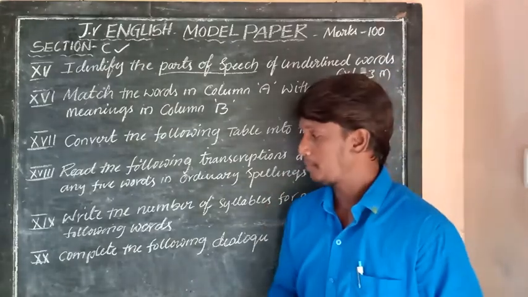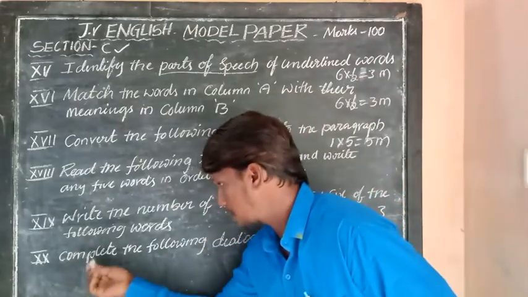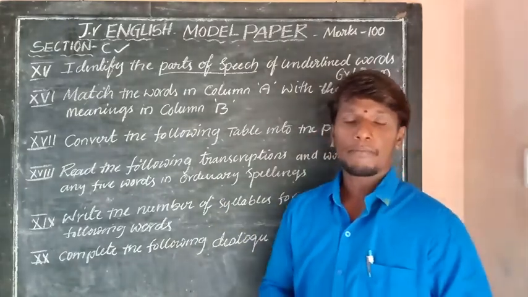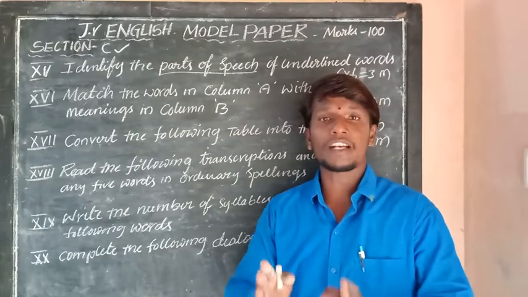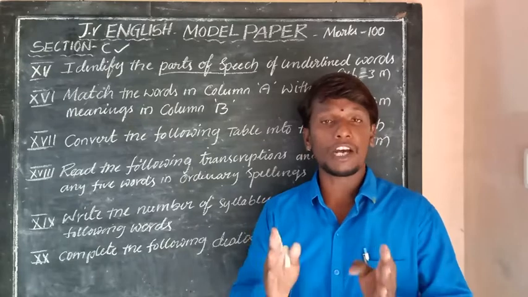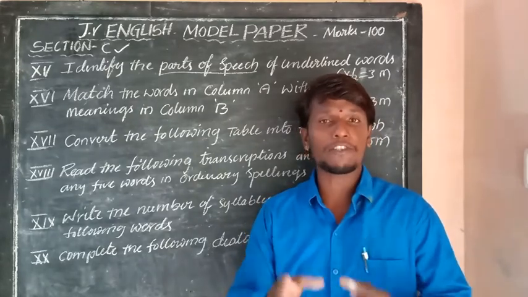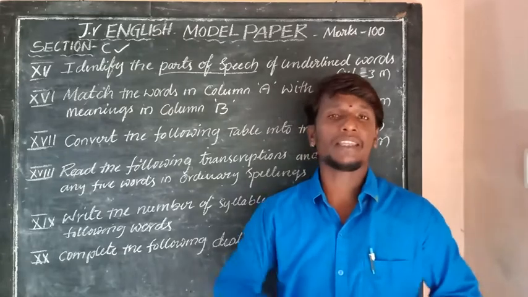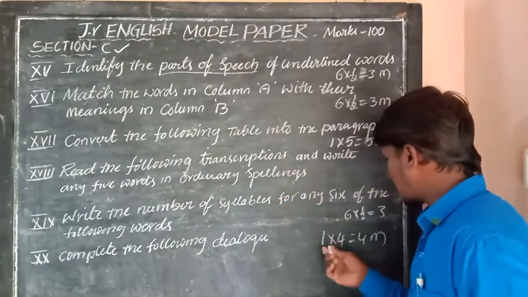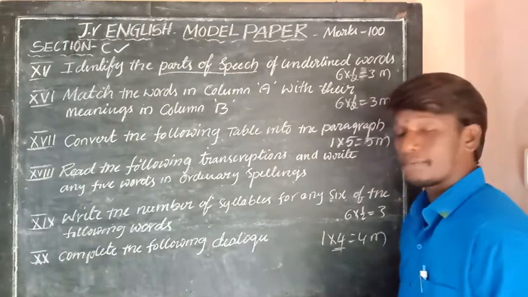And finally, the very last question is Roman number 20, and the 20th question is: complete the following dialogue. A dialogue is given, but it is incomplete. An incomplete conversation will be given, and you need to write the blanks given in the dialogue or conversation. This question is for 4 marks. This is the last question of the first year English paper.